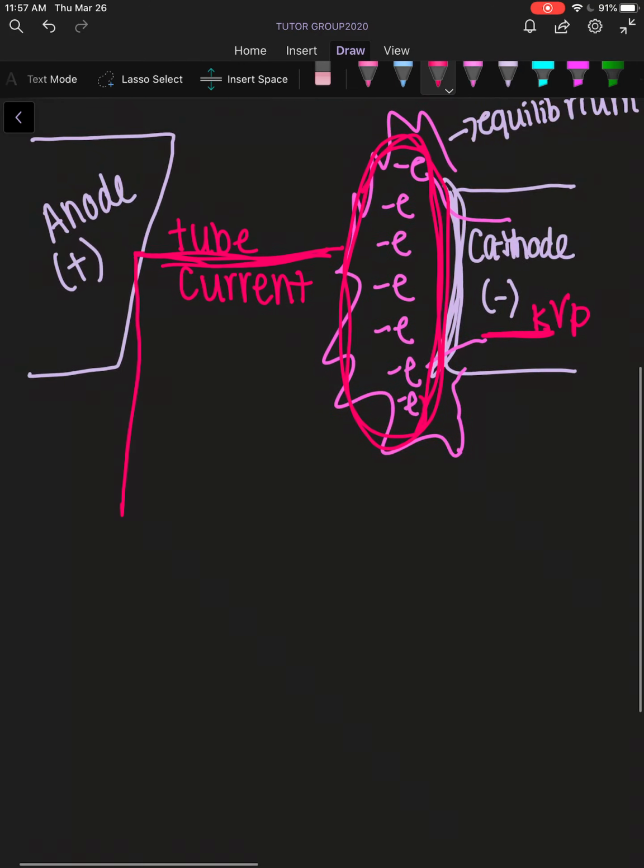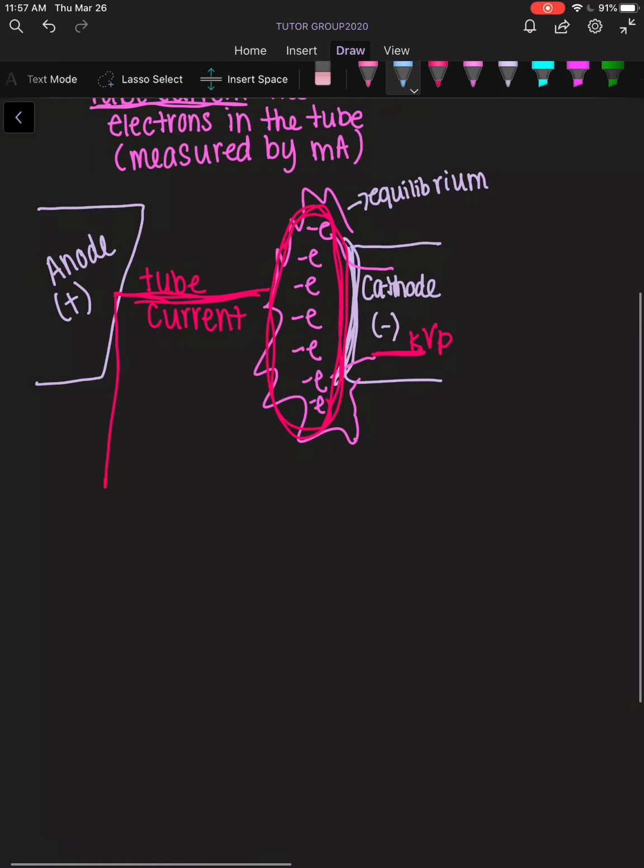And I want you to know, as we increase our mA, that is going to increase our filament amperage, which increases thermionic emission, which increases the number of electrons created, which are available to flow across the X-ray tube and collide with the anode, creating X-rays. Now moving on.